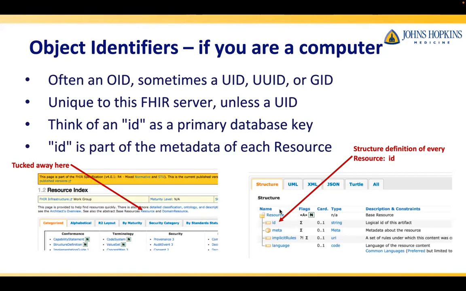If I come over here and ask what is the definition of a resource, the very first element that you'll see is ID. And over here, it's defined as the logical ID of this artifact, or a better way to have described this probably would have been the logical ID of this instance. You can see it's of data type string, so it's an alphanumeric string, and it'll often include dots or periods, and sometimes dashes.